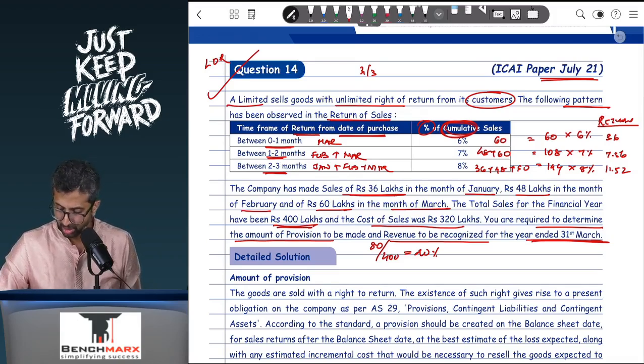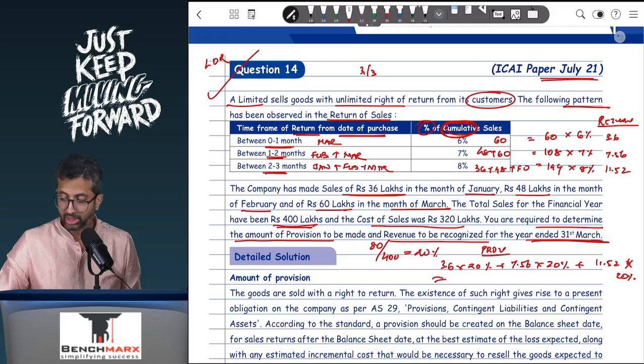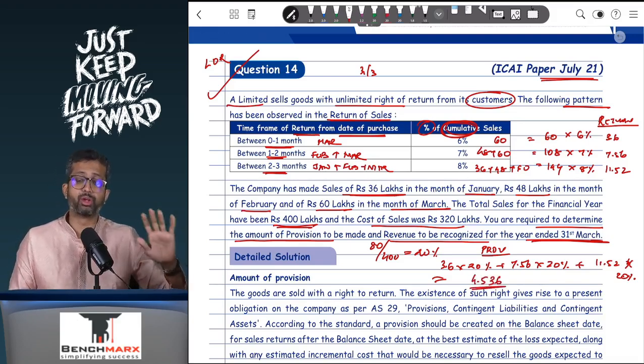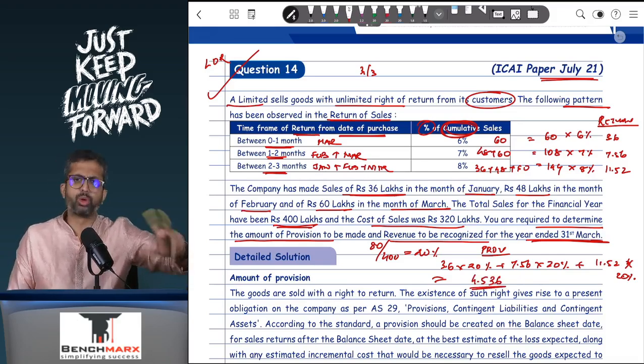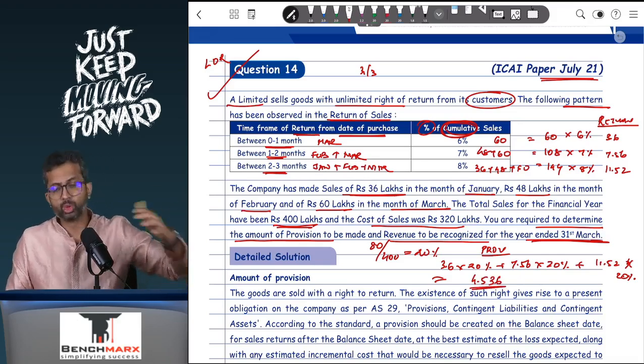that. So if I have to create a provision, I will create a provision at 3.6 into 20%. I can take the total as well. 7.56 into 20% and 11.52 into 20%, because this will give me the possibility of the loss of my profit. So if I were to do this, my total provision would ideally come to 4.536. This is the possible reduction in profit. Today I am recording a profit of 80, but out of this 80, possibly 4.536 might be the profit loss when the goods are returned.